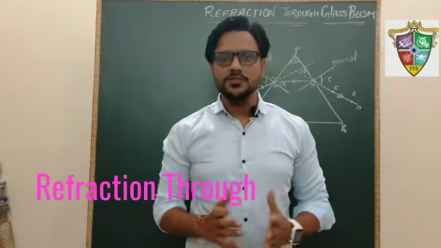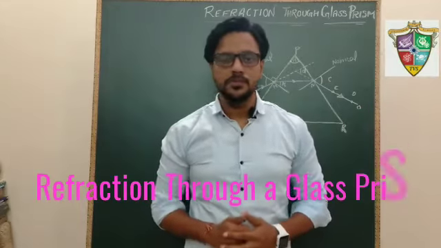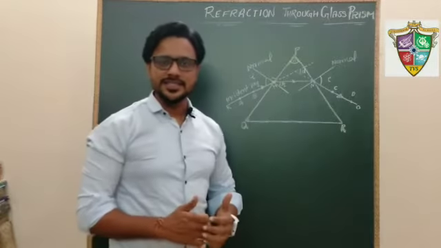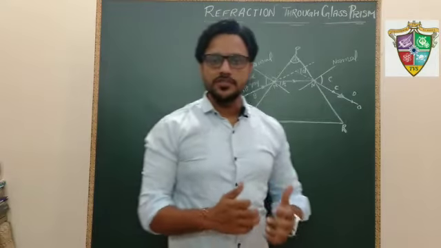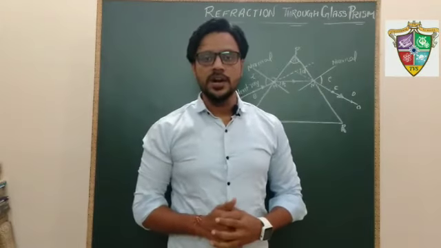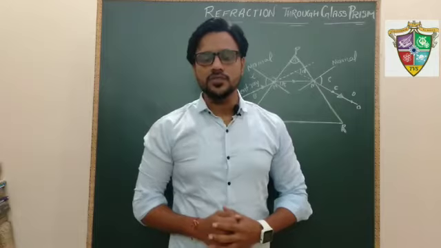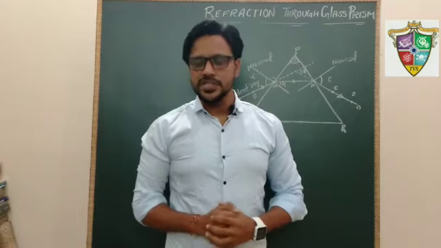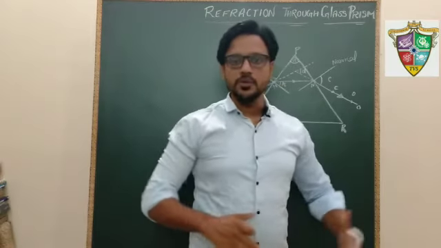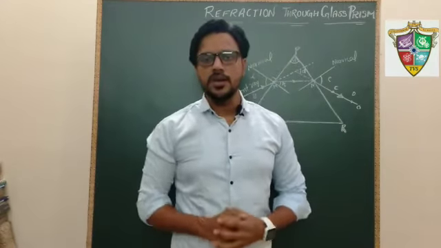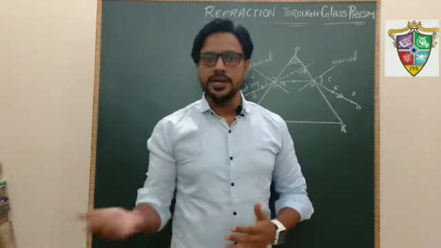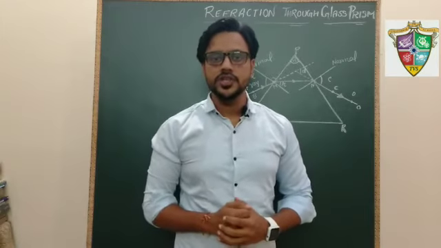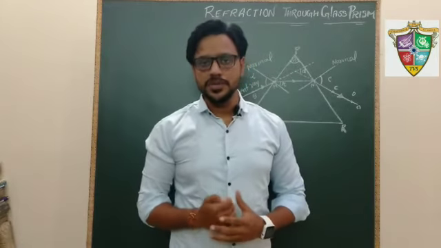Today we will discuss how refraction takes place through a glass prism. Students, we know when light passes through a medium, it changes its speed and due to which refraction takes place. Refraction is a phenomenon in which there is a deviation in the path of light when it goes from one medium to another due to the density variation. When it goes from rare medium to denser medium, it bends towards the normal, and when it goes from denser medium to rare medium, then it goes away from the normal. So let's see how refraction takes place in case of a glass prism.